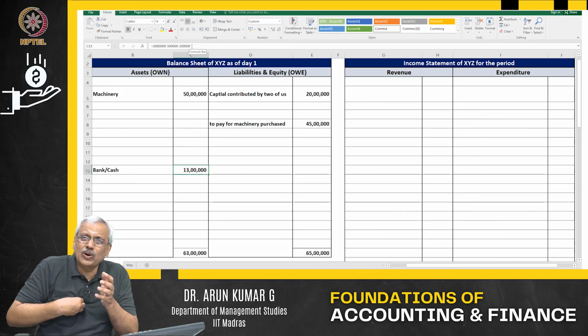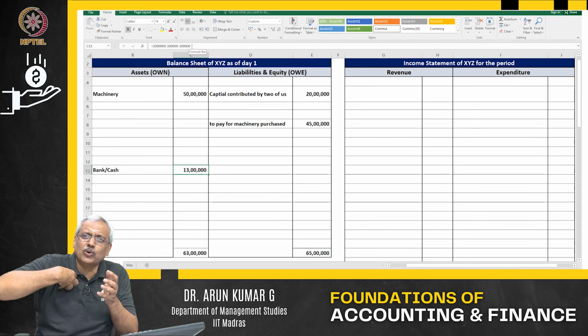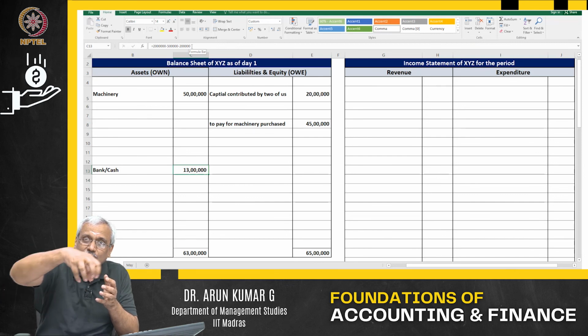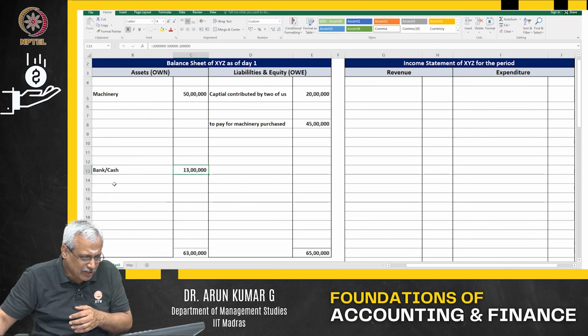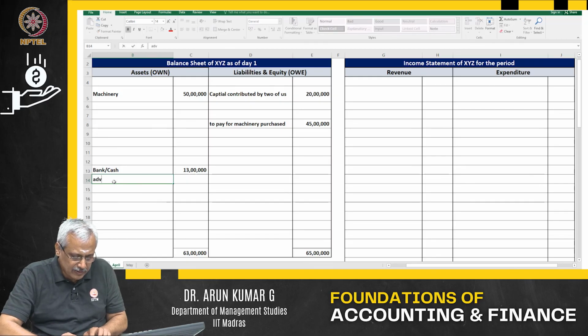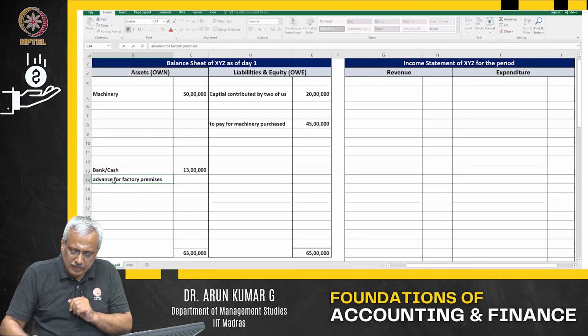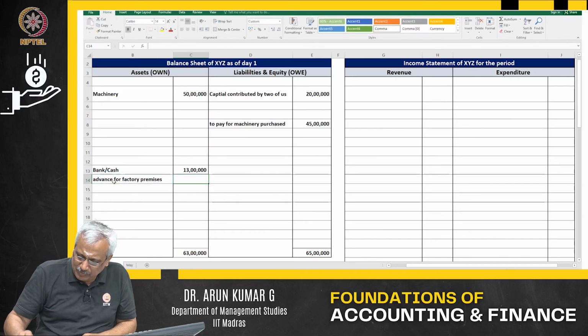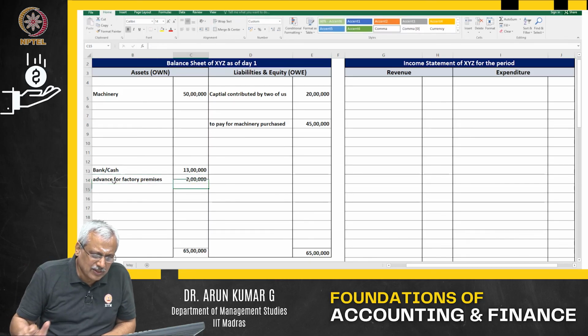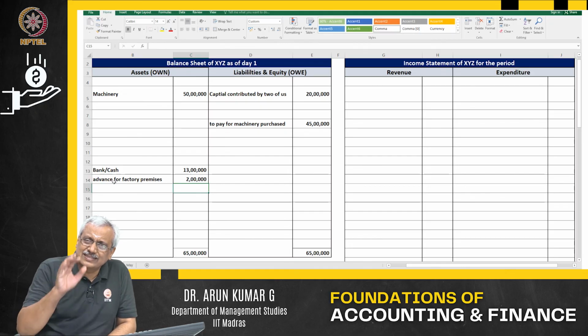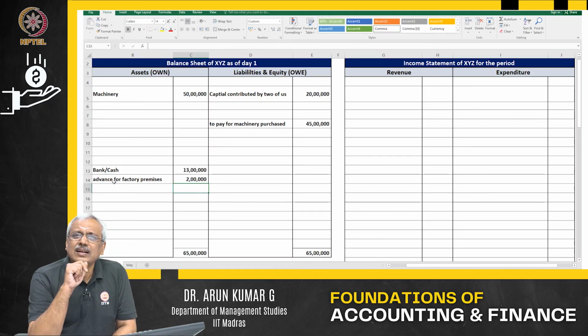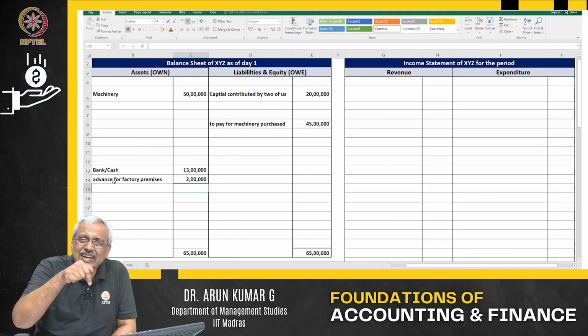So the money is owned by whom? You. Cash. You are eligible to get it back from him. So what happens? Advance. Advance what I paid for factory premises, that is 2 lakhs. No, you don't have the 2 lakhs with you. Yes, I don't have the 2 lakhs, but the day I vacate, I will get that money back.